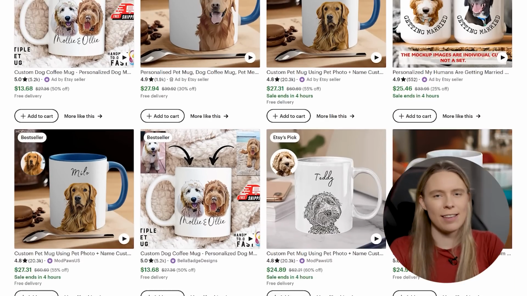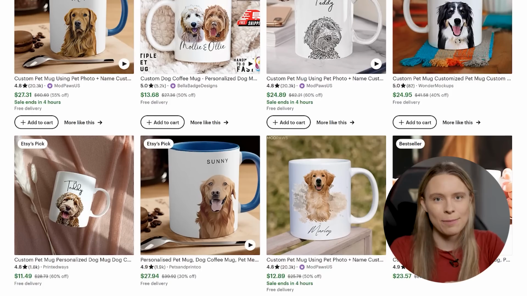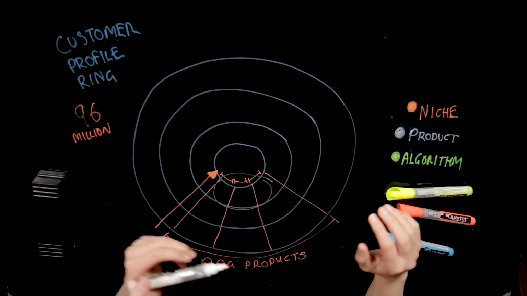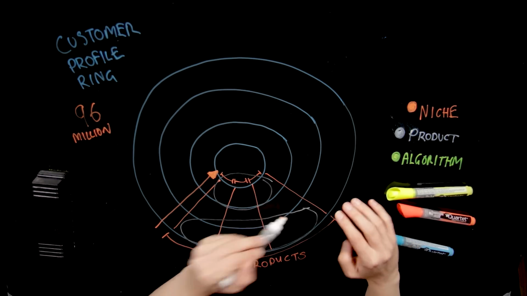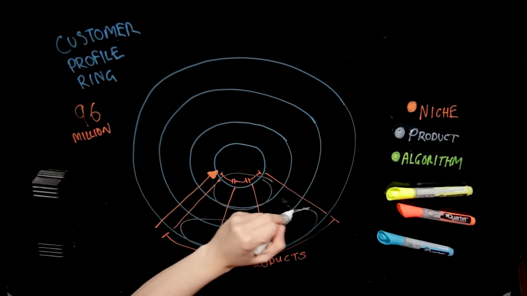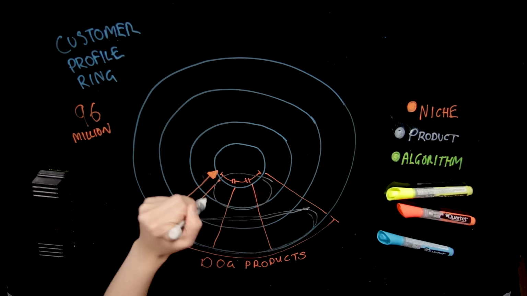Whereas if you go to Etsy, you will see that a very popular type of dog mug is a custom dog mug. You send in a photo of your dog and it is custom painted onto the mug. Well, a product like that is very broad because it appeals to pretty much all dog owners. So on the customer profile ring, it sits in the broader outer ring because it appeals to the entire group of dog owners. And this area is of course much bigger than the niche area here.